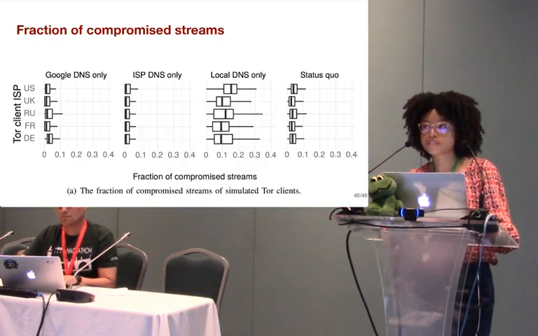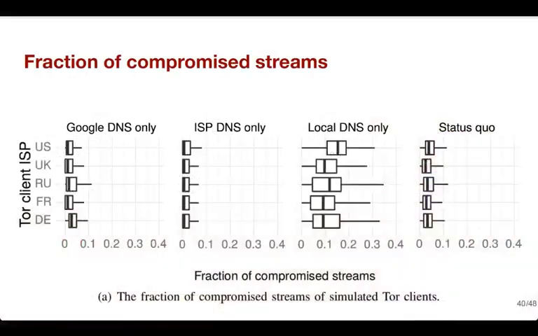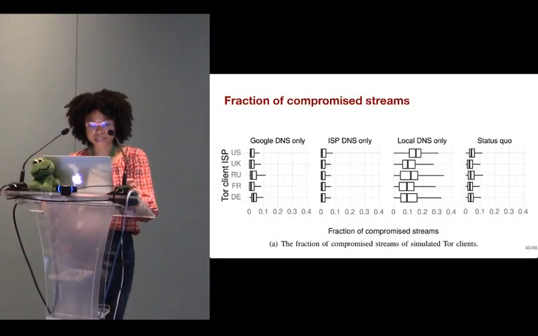So here are the results of our simulations. This diagram compares the safety of our 4 DNS configurations for the exit relays. For each configuration, we have our 5 ISPs in the countries with the most Tor users. And distributions that are leaning to the right are bad. We want them to be as close to 0 as possible.